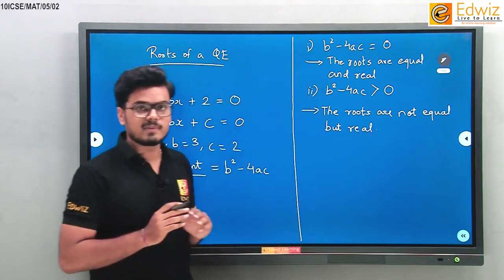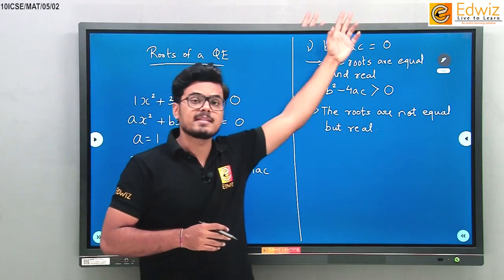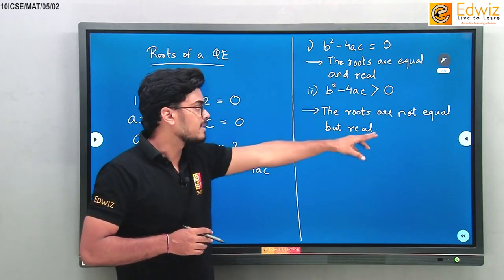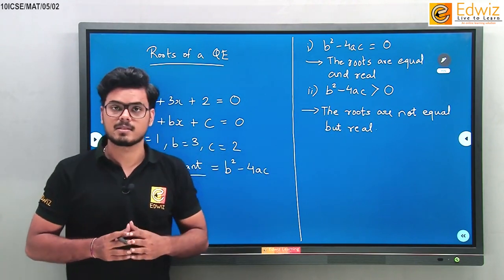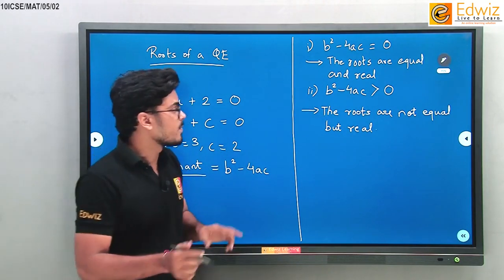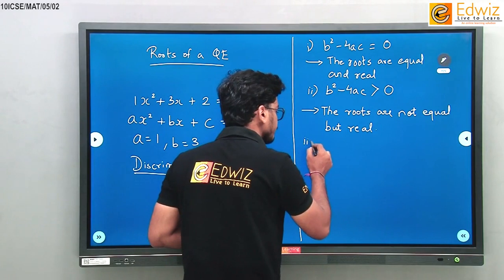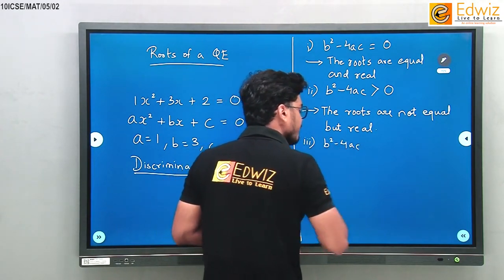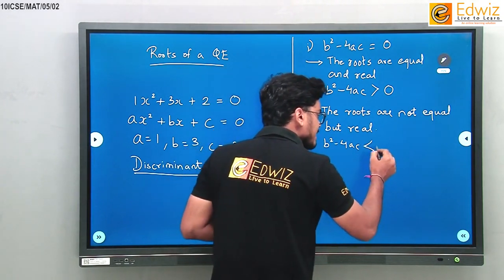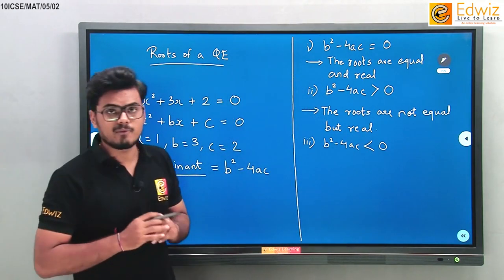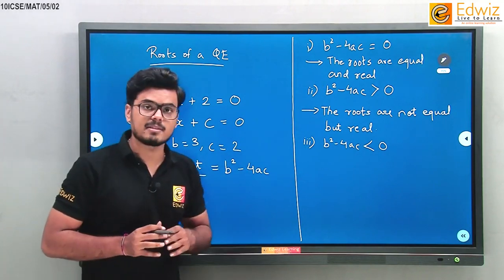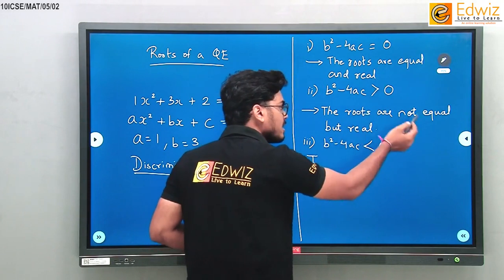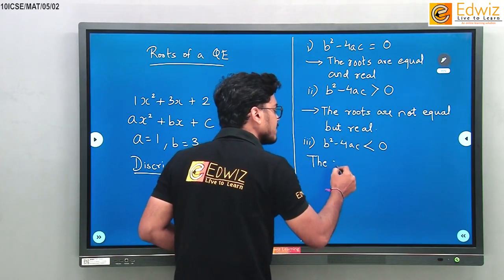ठीक है. So if the value of b square minus 4ac is 0, roots are equal and real. If it is greater than 0, then they are not equal, but they are real numbers. But what is the third scenario? So third scenario, b square minus 4ac. If you get this value less than 0, in that case, forget about equal or unequal, the roots are not real only.